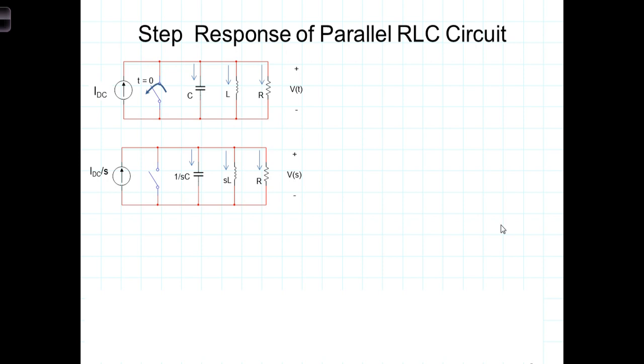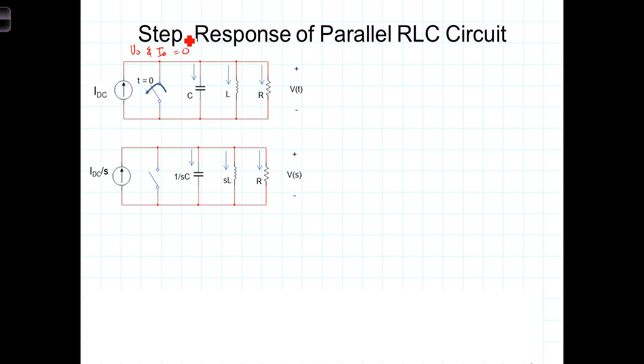In this video, we're going to analyze a parallel RLC circuit operating with a step response, the step response of a parallel RLC circuit. So in this case, we've got a current source that prior to t equals 0 is shorted out of the circuit with the switch being closed here. You'll note that that also then shorts out all of the three other devices in the circuit. So the initial conditions, V0 and I0, are 0.